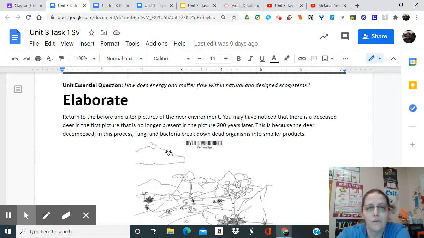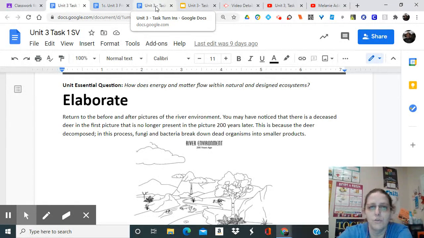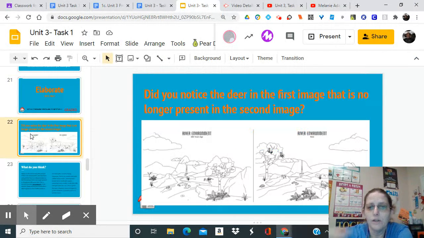However, you can do it here and then go there too. That would be okay. But as long as you have it in both places or in that one place, that would be helpful. Okay, so what you're going to do is, did you notice the deer in the first image that is no longer in the second image?